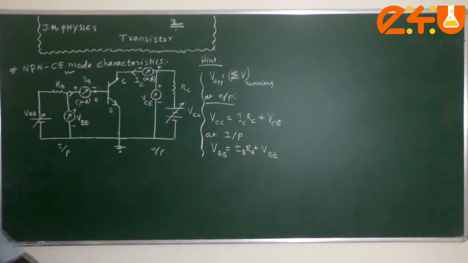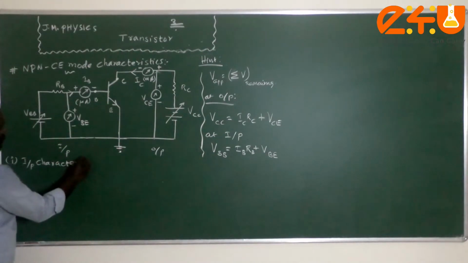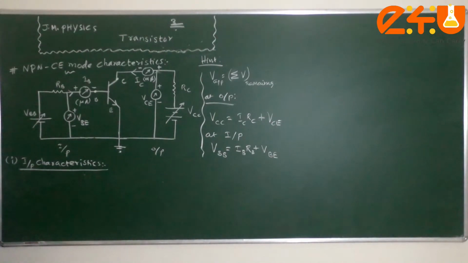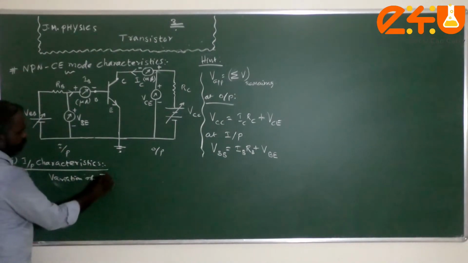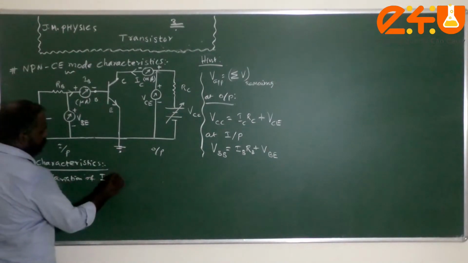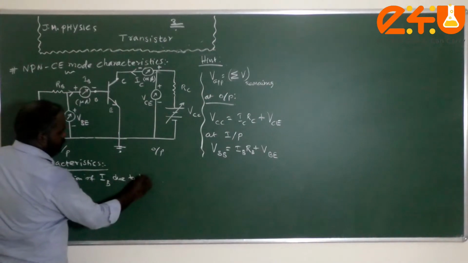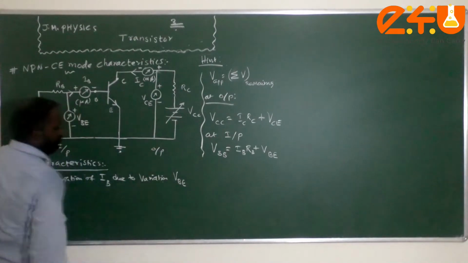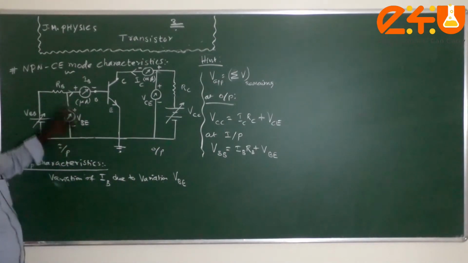So the first characteristic I am going to discuss is the input characteristics. What is the input characteristic? It is the variation of input current IB due to the variation of input voltage VB. This is the biasing voltage and it acts as the input voltage.